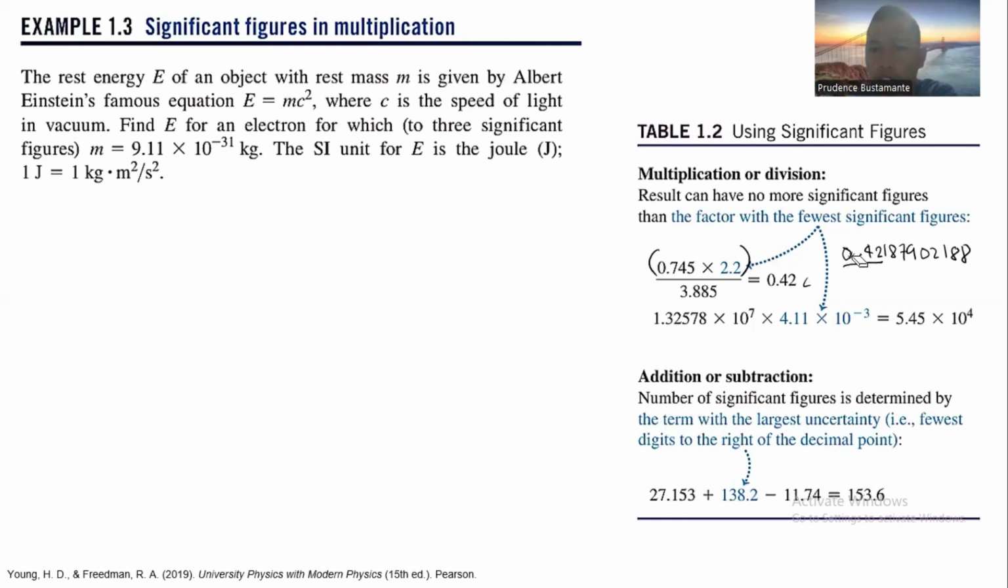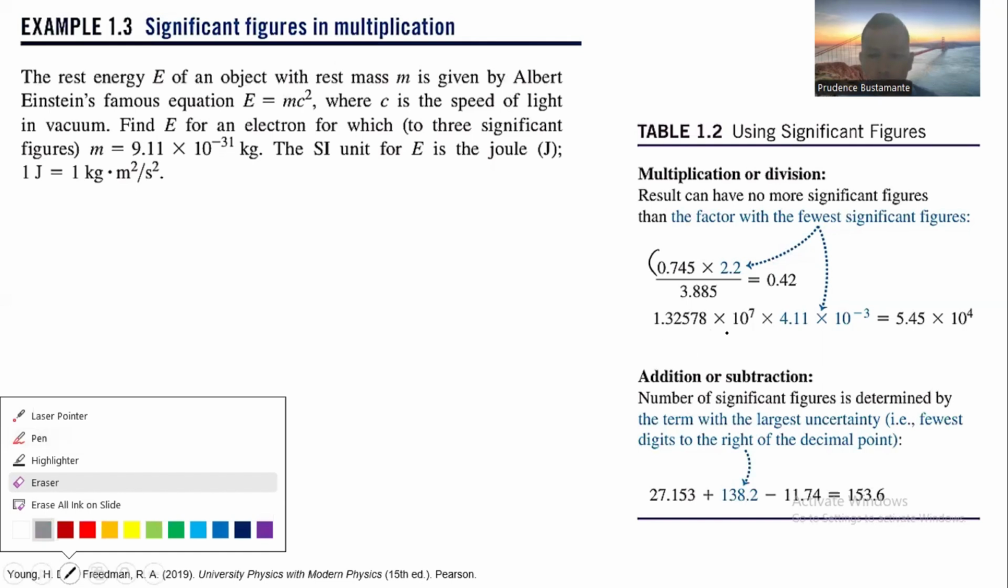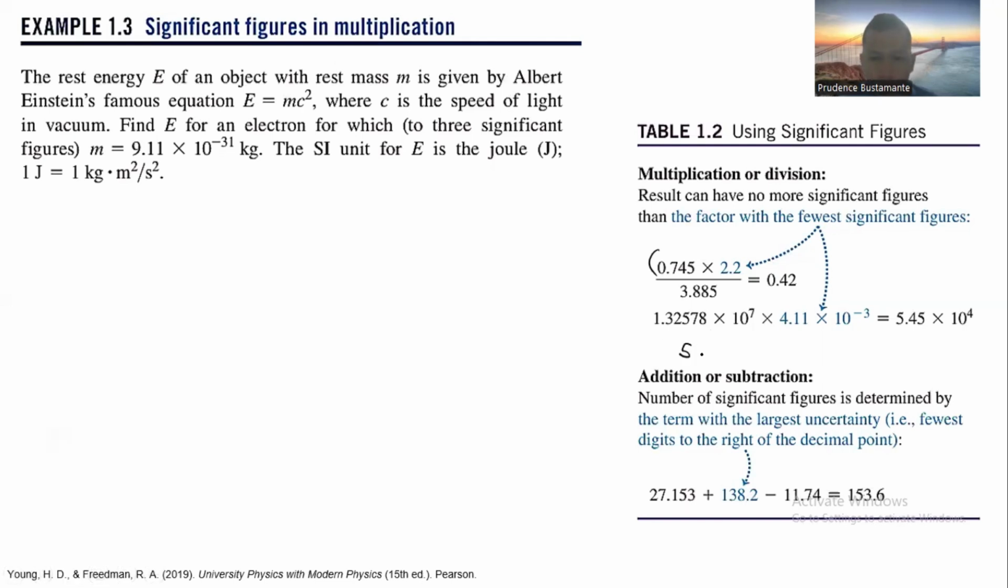Okay. So again, if you do also the calculation here, let's do this one first. 1.32578 times 10 to the 7 times 4.11 times 10 to the negative 3. So it gives us 54489.558.